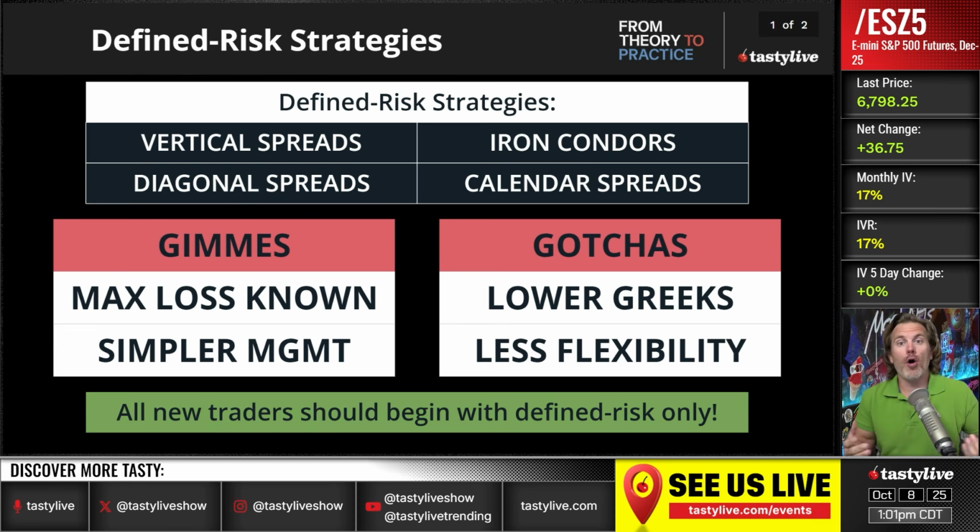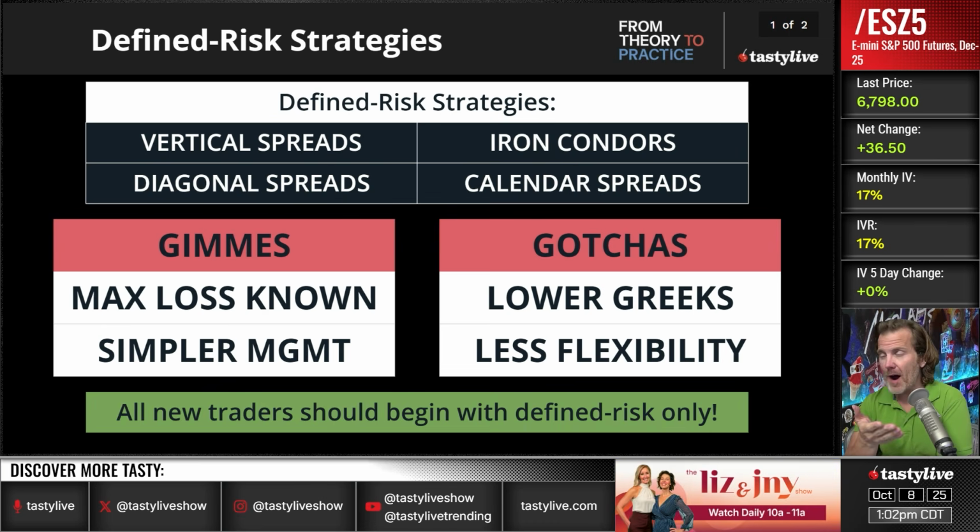So regardless of how bad it gets, like if you totally miss the mark, you play it to the upside and it crashes, you play it to the downside and it's just a face ripper, it doesn't matter how badly you might miss the direction on the trade or just get it totally wrong, your maximum loss is known on entry. That's incredibly powerful. That's incredibly powerful and incredibly valuable. So that is without question the biggest gimme.